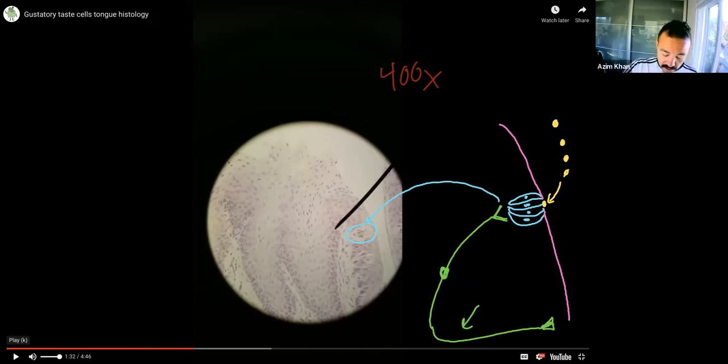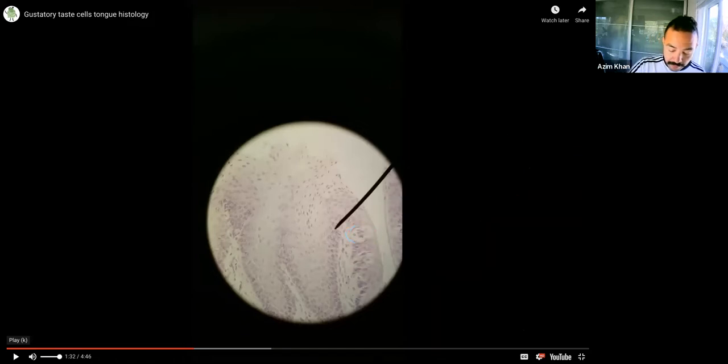If you recall, for taste, we could use cranial nerve 7, facial, cranial nerve 9, glossopharyngeal, if we're in the latter third, or in the very, very back, even in our pharynx, cranial nerve 10, vagus. So gustatory taste cells are also a specialized receptor cell.